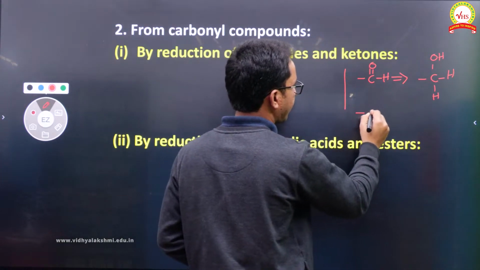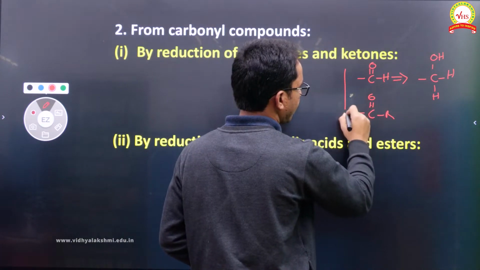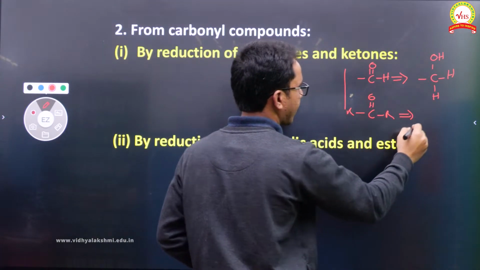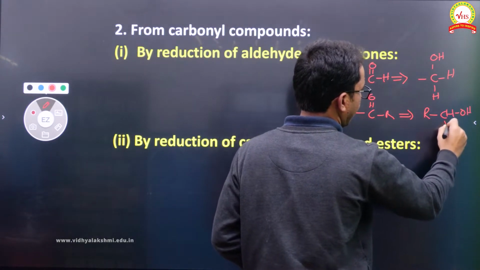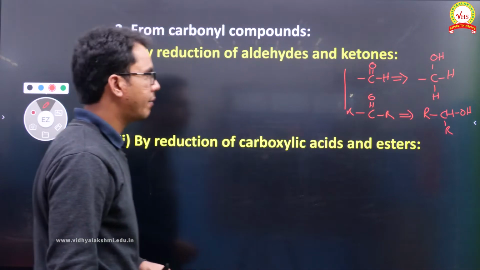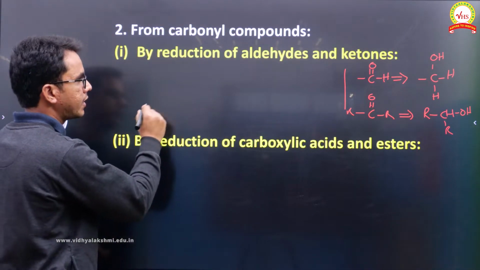If you take a ketone, it will give secondary alcohols, R-CH-OH-R. Let us simply take an example. Now let us take an aldehyde.